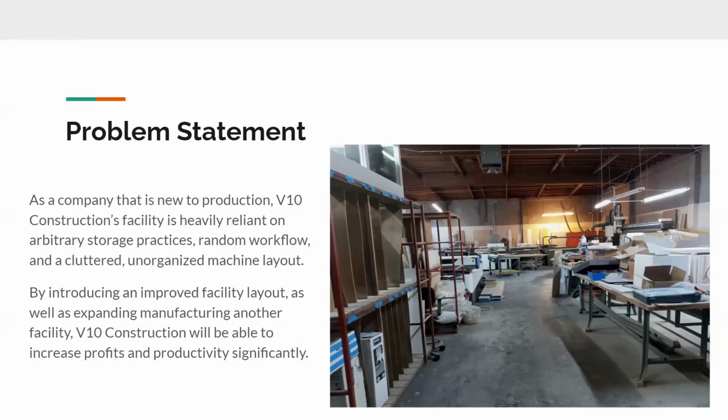As a company that is new to production, V10 Construction Facility is heavily reliant on random storage practices, random workflows, and an unorganized layout. By introducing an improved facility layout as well as expanding manufacturing to another facility, V10 Construction will be able to increase profits and productivity.